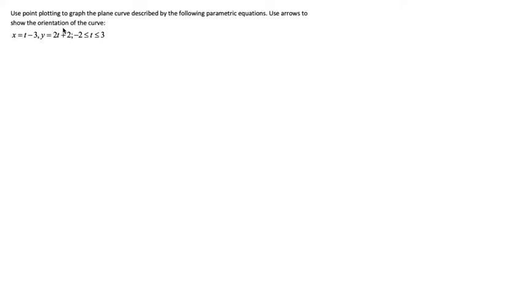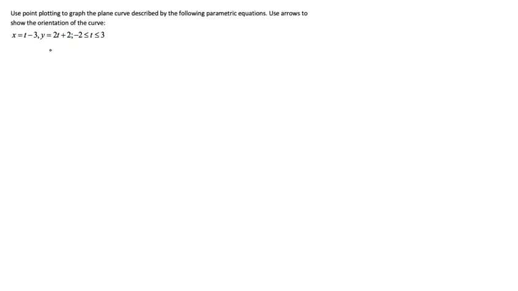Use point plotting to graph the plane curve described by the following parametric equations, and we want to use arrows to show the orientation of the curve. So here we have these parametric equations. We notice we have the x and the y, but there's also a third variable. That third variable t is called the parameter.